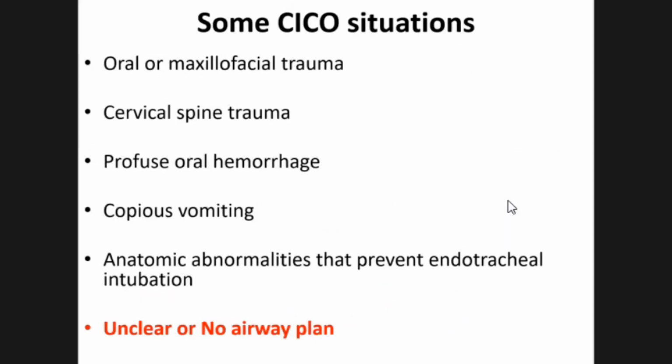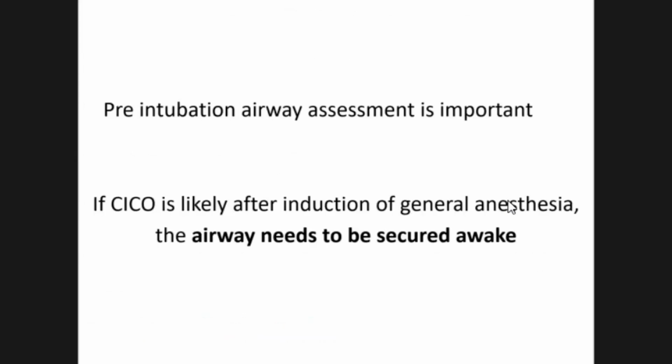Some of the situations where we can encounter these difficult CICO situations are oral and maxillofacial trauma, cervical spine trauma where the extension is impaired, profuse oral hemorrhage where the view can be impaired, copious vomiting where again the view is impaired, and anatomical abnormalities that prevent endotracheal intubation. The most important is an unclear airway plan or no airway plan. I think that is one of the most important things to consider.